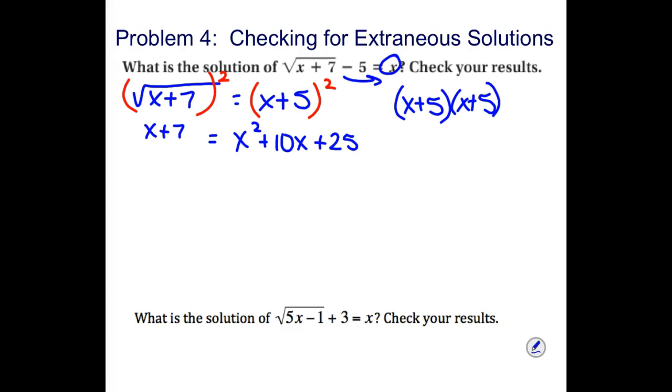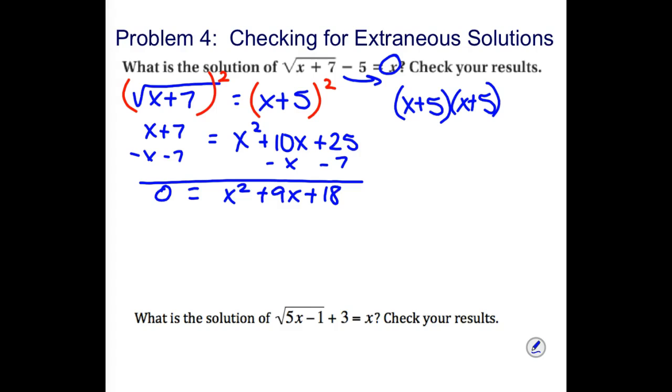We now have a quadratic equation to solve. There's an x squared in there. We want to bring everything to one side so that we have a 0 on one end. So I'm going to subtract the x and the 7 over to this side. That leaves me x squared plus 9x plus 18. Again, it's a quadratic. It's equal to 0. How do we solve that? We need to factor it.